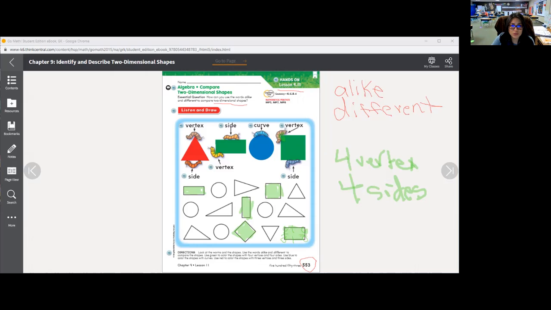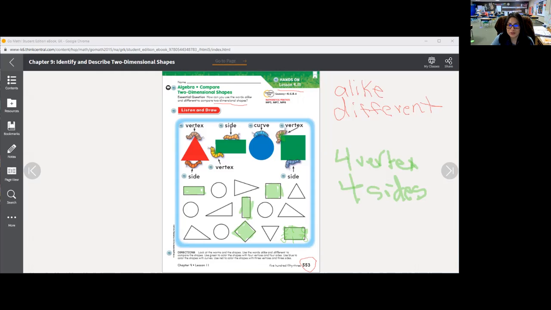So for example, this one right here, that's a rectangle. That's a rectangle, right? Because it has 2 sides that are long and 2 sides that are short, but it still has 4 sides and it still has 4 vertex. This one right here is a square. So it's not the same name of the shape, but it still has 4 sides and 4 vertex. So that's what they have in common. That's why they're alike, because they have the same thing in common, okay?